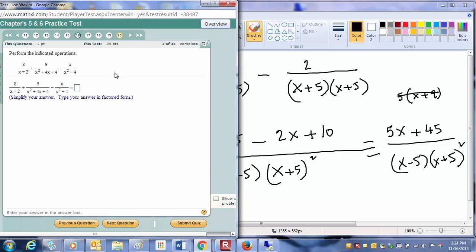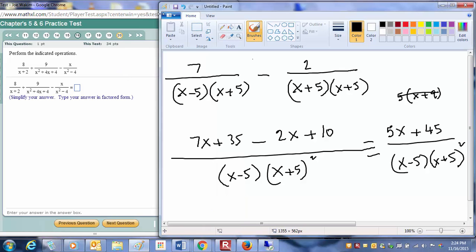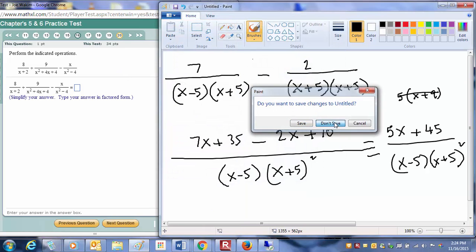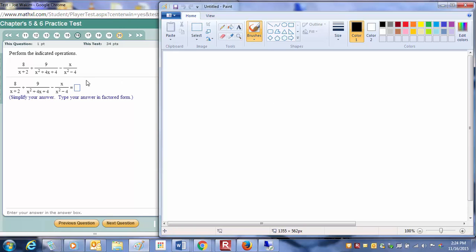Let's try number 20. Again, here we have to subtract, and we have to take a common denominator. Notice that the first one is x plus 2. This one is x plus 2 times x plus 2, because the product is 4, the sum is 4. And this is difference of two squares. So let's rewrite the whole thing. 8 over x plus 2 plus 9 over x plus 2 squared.